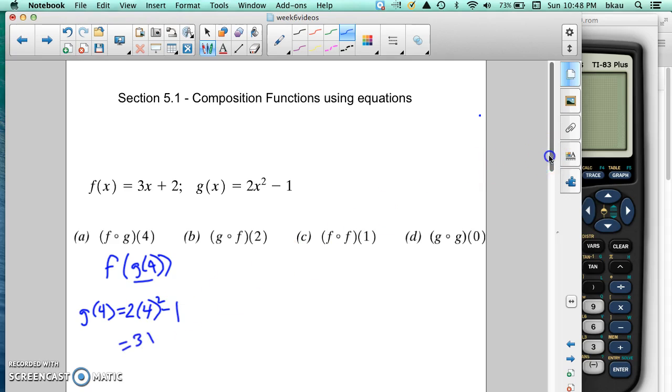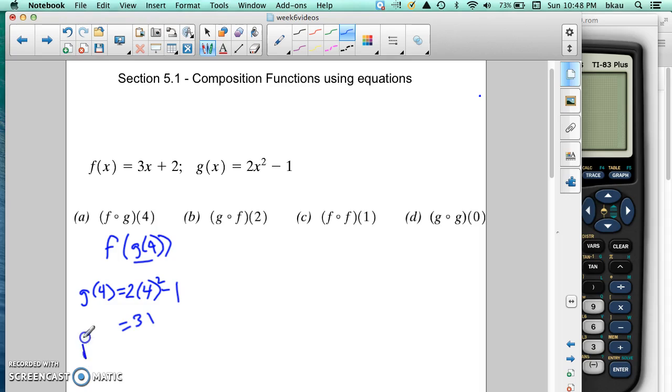Once we've evaluated that portion of it, then we want to find f of 31, because now we know this is 31. So we put 31 into the f function, and it would be 3 times 31 plus 2. So we're going to get 93, so 95 here for this problem. So for part A, where we are evaluating f of g of 4, we first of all find g of 4. We then take that answer and we plug it into f.